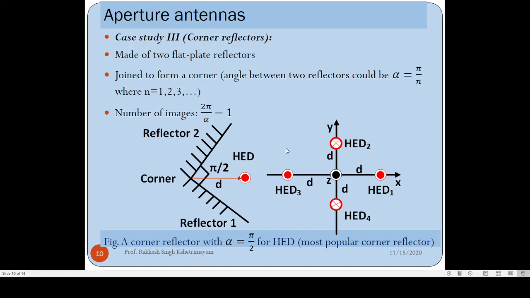So now our purpose is to find the electric field produced by this horizontal electric dipole, which is placed at a distance d from the origin, and there is a corner reflector, and the angle between the two corner reflectors, reflector 1 and 2, is pi by 2, alpha is pi by 2. We want to find the radiated fields of this horizontal electric dipole in this direction. We won't be able to find it in this direction because we have a metal reflector here. All signals will be reflected back.